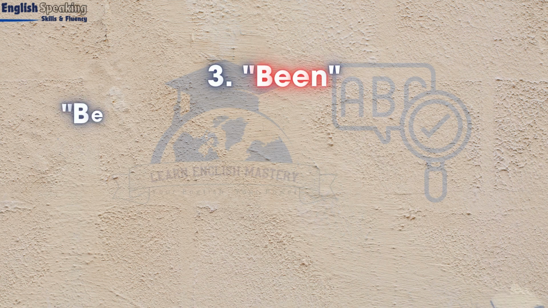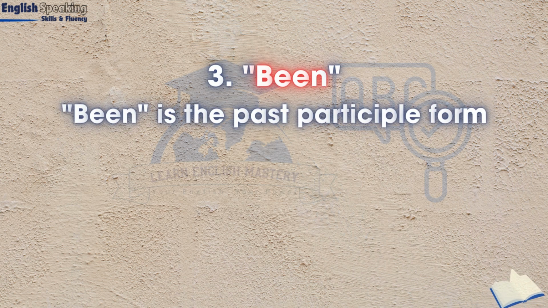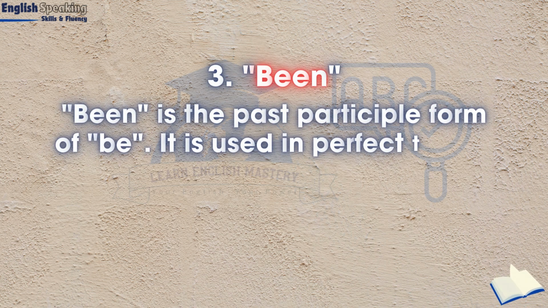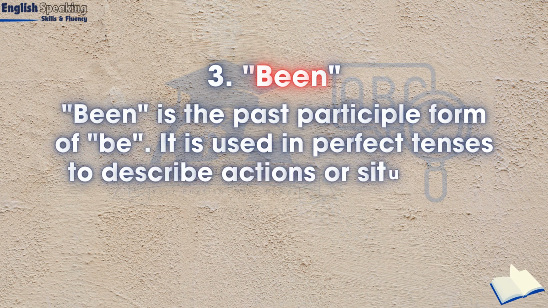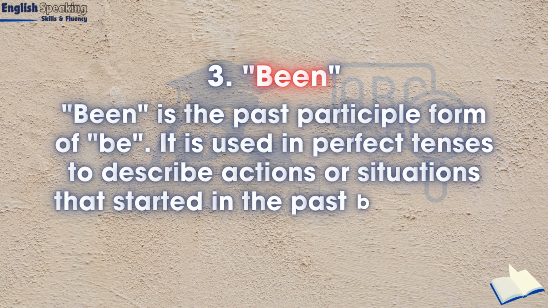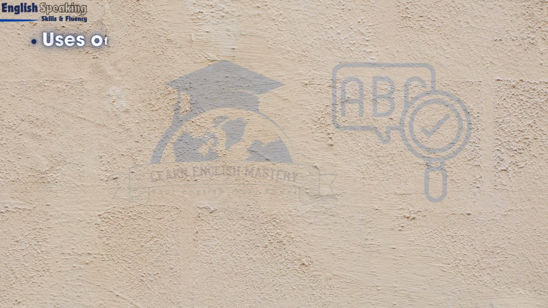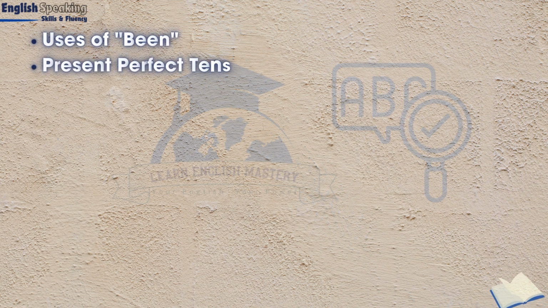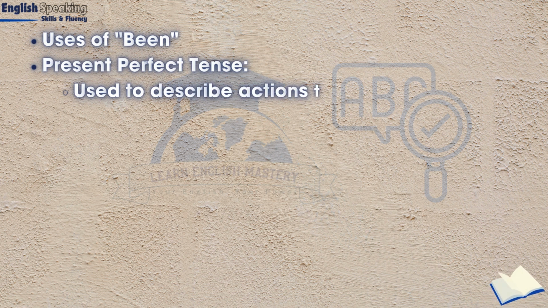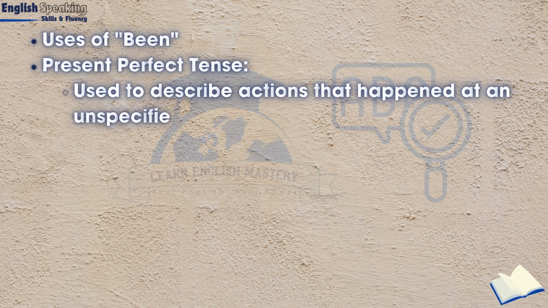3. Been is the past participle form of be. It is used in perfect tenses to describe actions or situations that started in the past but have a connection to the present. Uses of been, present perfect tense, used to describe actions that happened at an unspecified time in the past but still have relevance now.